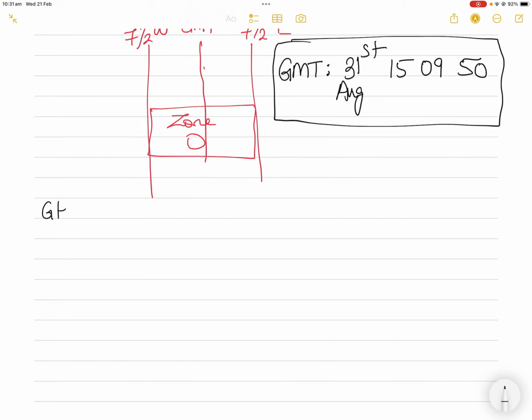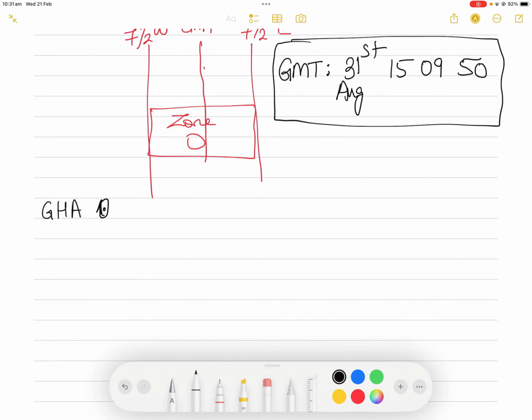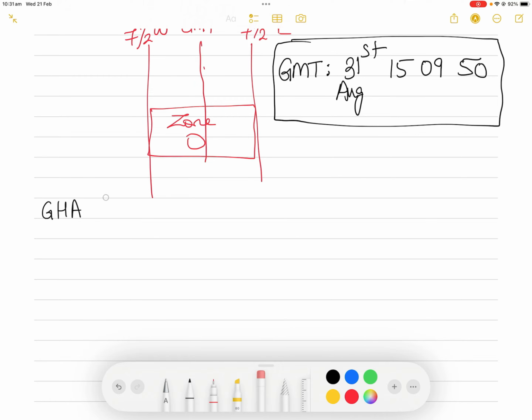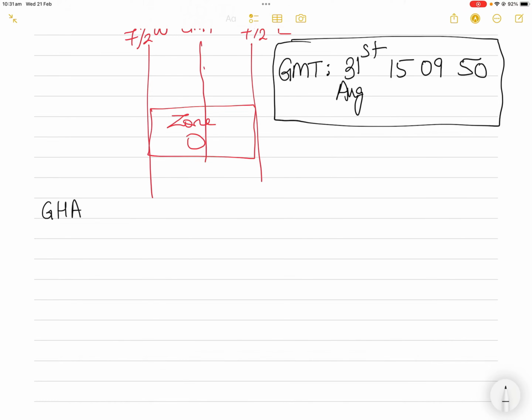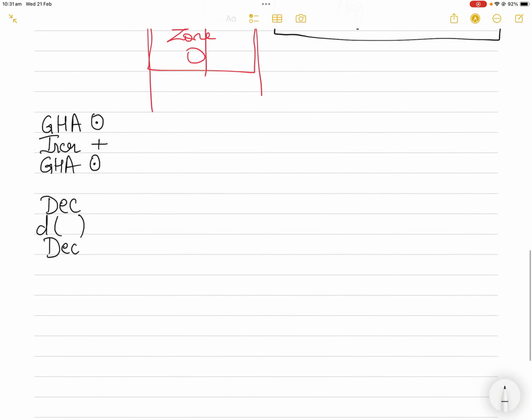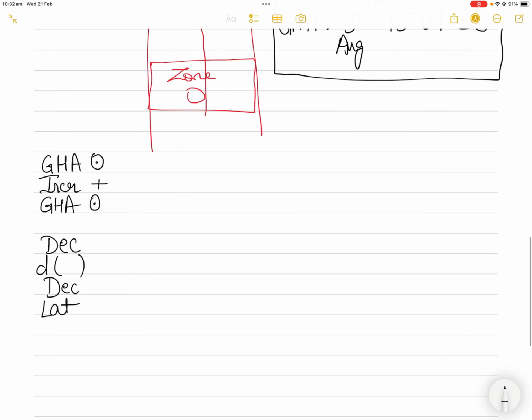So what are your other values? You can start right with GHA sun. Alright, so I don't want to confuse you guys. If I draw my sun here, this is the way I work actually, but I don't want to confuse you. So GHA sun, I draw a sun here. Then you have increment, which you will always add. Increments are always added, and you will get GHA sun corrected, right? Then you can write down the declination, the D correction, and the declination corrected for the time. Then you can write down the latitude value. These are the things you will be needing.